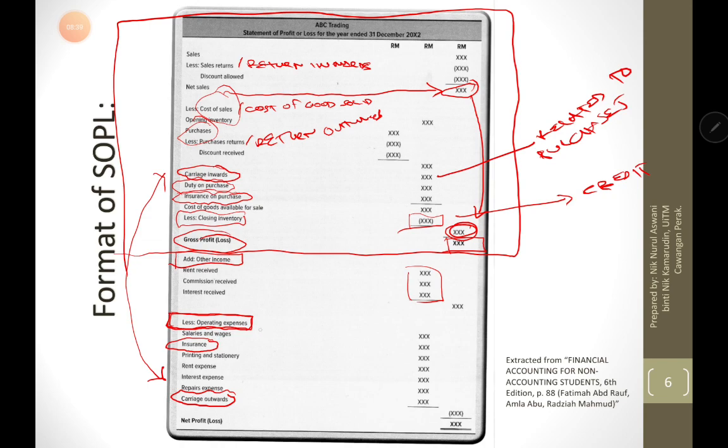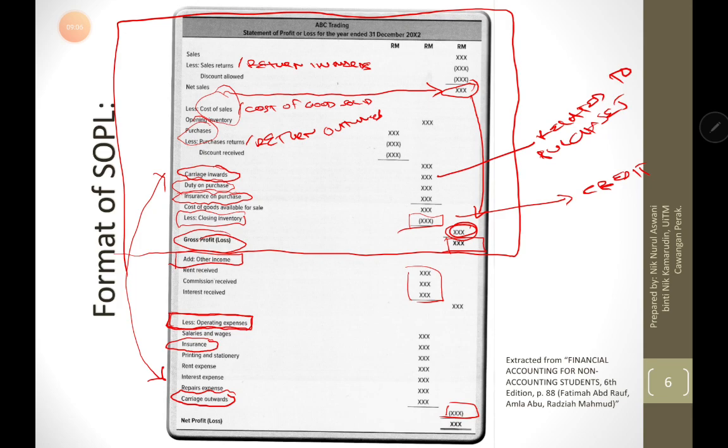Then we less operating expenses, which is including salaries, wages. Salaries ni gaji, wages ni upah. Beza salaries ni bayar bulan-bulan, wages ni bayar ikut pekerjaan lah, ikut jam dan sebagainya. Then insurance, printing and stationery, rent expenses, interest expense and carriage outwards. We get the total expenses.